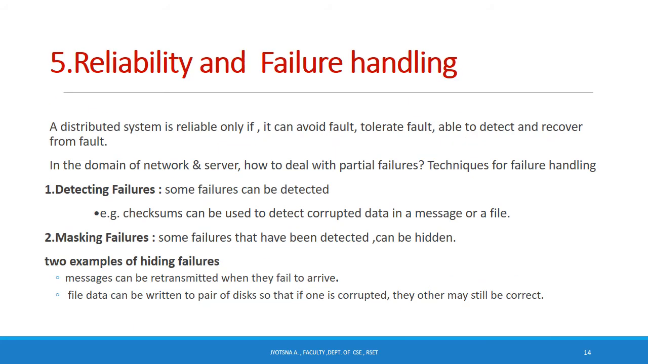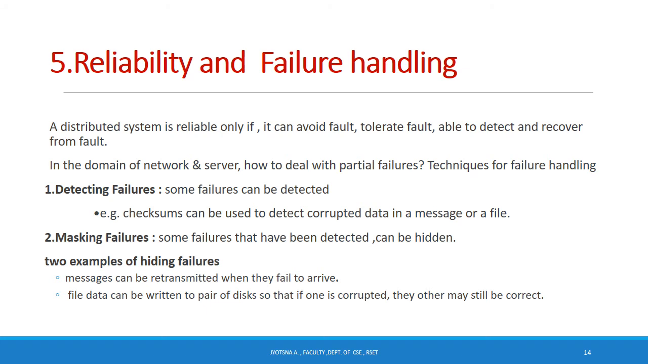The fifth characteristic and a challenge of distributed system is reliability and failure handling. A distributed system is reliable only if it can avoid fault, it can tolerate fault, and is able to detect and recover from fault. In the domain of network and server, dealing with partial failures is really a challenge. Some techniques for failure handling are: the first one, detecting failures. Failure detection means the use of hardware and software mechanisms to determine the occurrence of failure and to correct the system to a state acceptable for a continued operation.